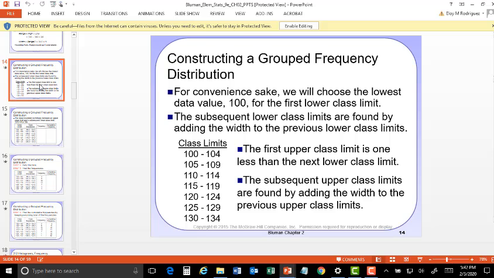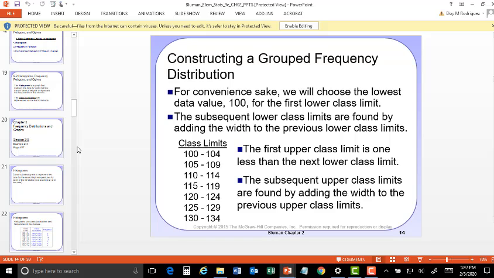All right, so for convenience, we'll choose the lowest data, 100. So 100, 104, 105. The first upper class limit is 1 less than the next lower class limit. 105, 110. You see what's going on here? That's 5. 110, 115, 120. So the first upper class limit is 1 less than the next lower class limit. The subsequent upper class limits are found by adding the width to the previous upper class limits. So that's that little fudge factor we want.